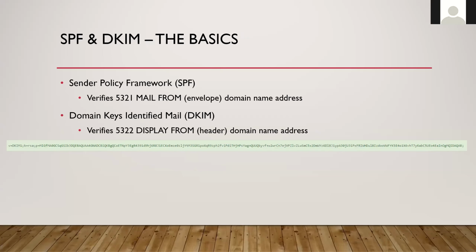So the basics, SPF and DKIM. SPF is checking the 5321, that's the envelope or the mail from domain name address. DKIM is verifying the display from, otherwise known as the header. There's kind of an example of a DKIM record pasted in here. I can dig some of ours if we want to see that.